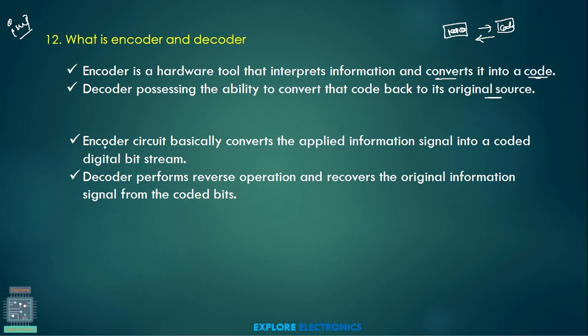In other words, we say encoder circuit basically converts the applied information signal into coded digital bit stream. Decoder performs reverse operation that converts the original information signal from the coded bits. This is what encoder and decoder, which will be used in encryption and decryption also. The application of encoder and decoder is encryption and decryption, we can say.